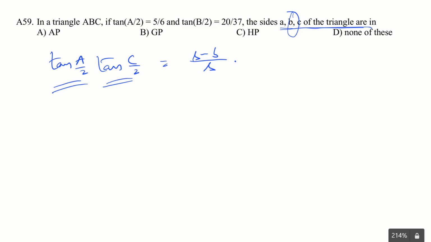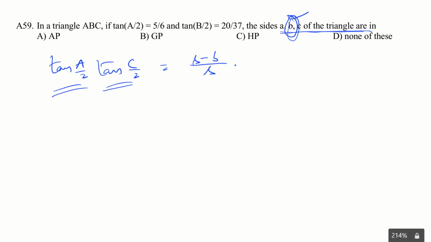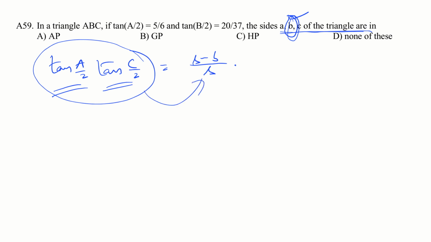Because of the way he questioned, we understand by looking at the options, whether these are in AP or GP or HP, whatever they are in, B has a special status, and that is why A and C will have almost the same role, and that is why I prefer to go with this. And this is done simply by writing the formula of tan A by 2 and tan C by 2.